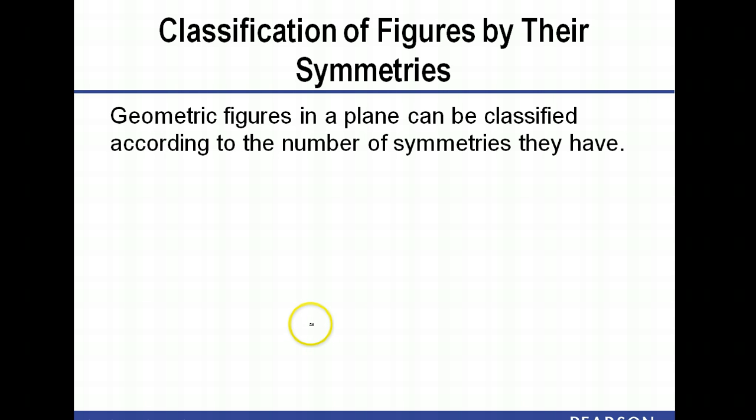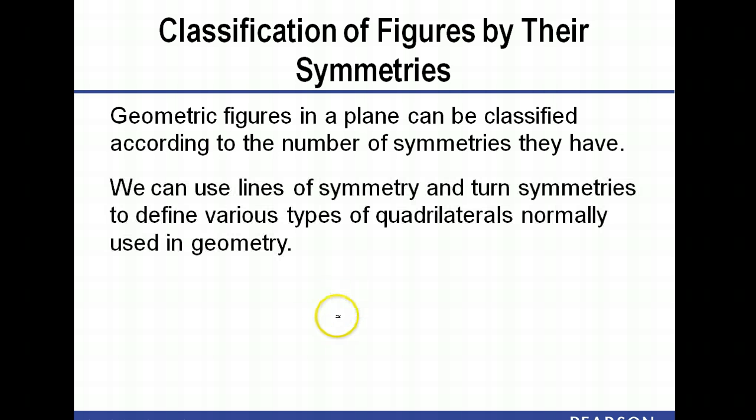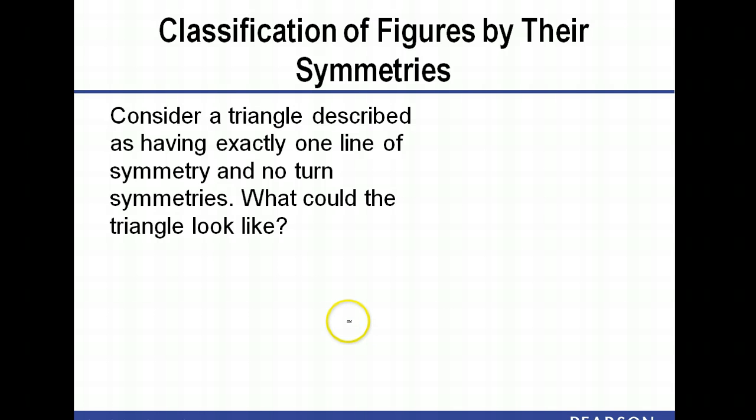So we can actually classify geometric figures based on the kinds and numbers of symmetries that they have. We can use lines of symmetry, if they have them, and what kind of turn symmetries they have, to define various types of quadrilaterals and triangles that we normally use in geometry. So let's consider an example. Consider a triangle described as having exactly one line of symmetry and no turn symmetries. What would we have? So the only possibility, quite honestly, is a triangle that has exactly two sides being congruent. The reason we have to have exactly two sides being congruent is because we have one line of symmetry and no turn symmetry.